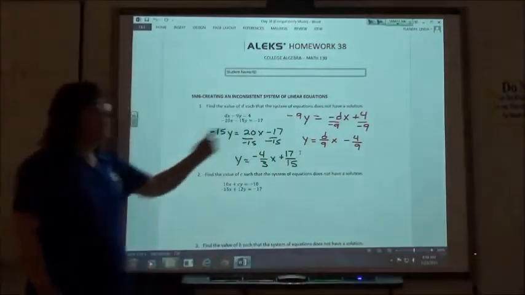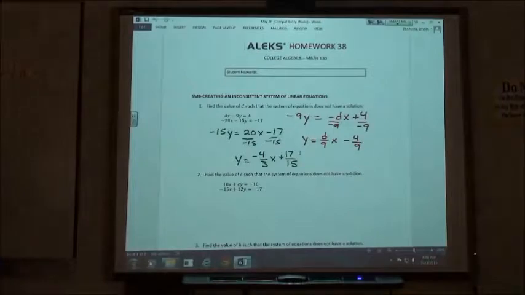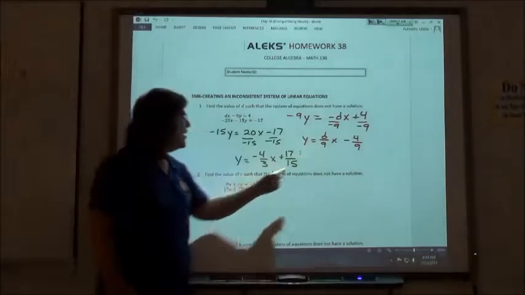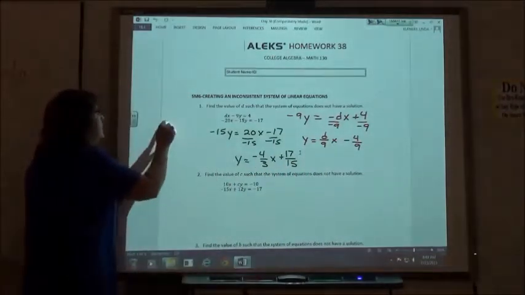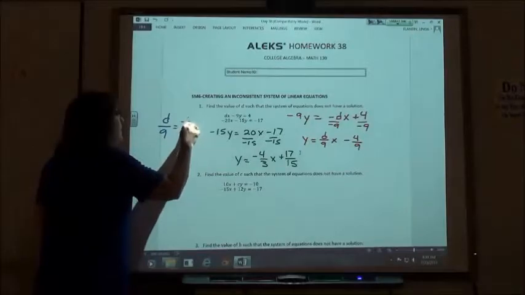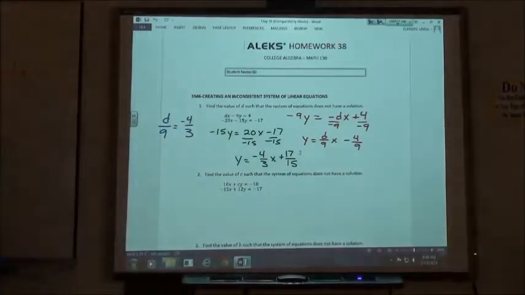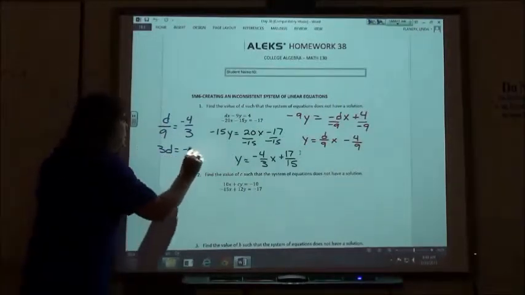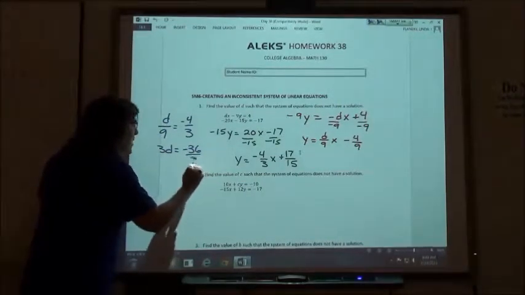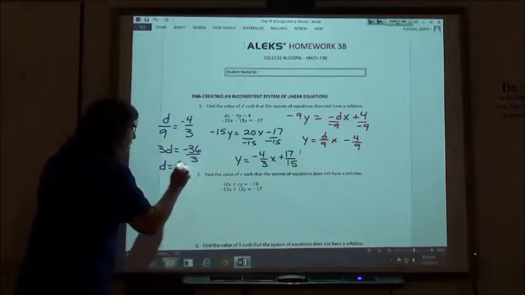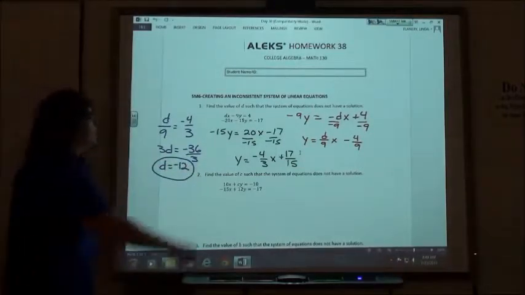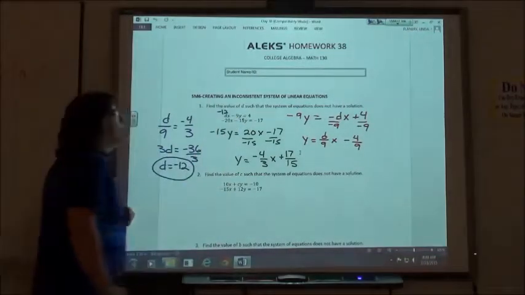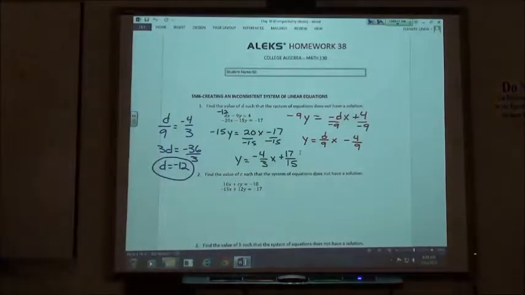So once we have them both in slope-intercept form, what they're going to do is set the slopes equal to each other so you can solve for your variable. So d over 9 should equal negative 4/3. I'm going to put the negative on top with the 4, and then I can cross multiply. So 3d equals negative 36, and if I divide by 3, d would have to be negative 12. So if this was negative 12x minus 9y equals 4, it would be parallel to negative 20x minus 15y equals 17.